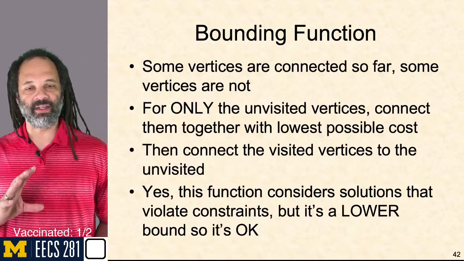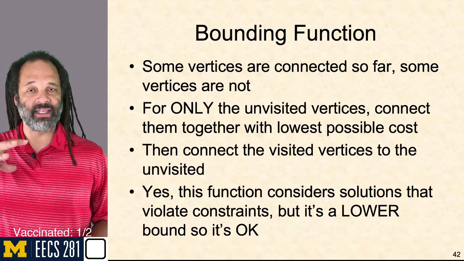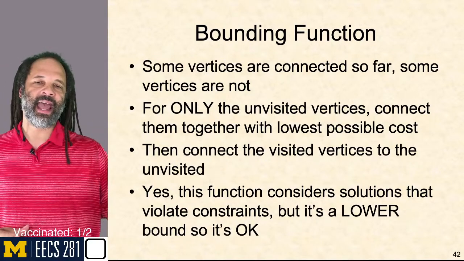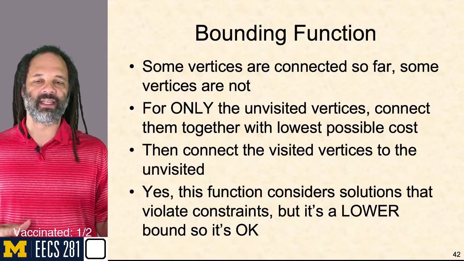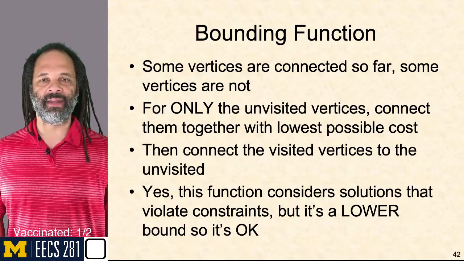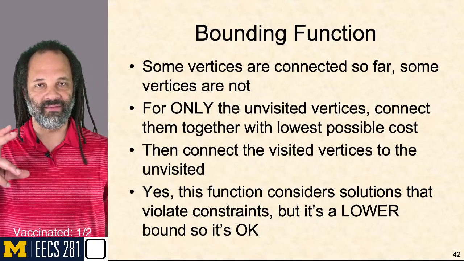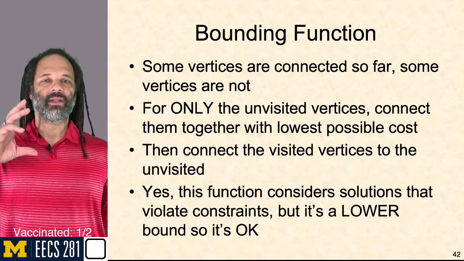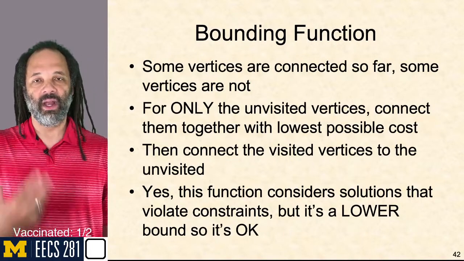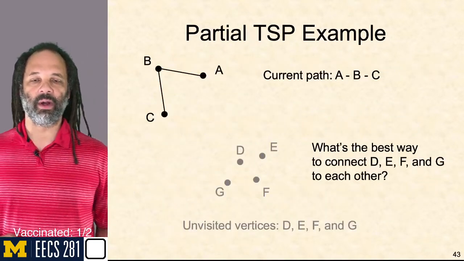So, some vertices are connected, some vertices are not. We've got the innies, we've got the outies. For the unvisited vertices, the ones that aren't connected, connect them together with the lowest possible cost, and then connect those visited vertices to the unvisited vertices, and then I've got an estimate. So this might definitely give me something that doesn't look like a Hamiltonian cycle, but any Hamiltonian cycle that starts with the partial path I'm investigating would have to be longer if I found the shortest way to connect them. It would have to be longer, or at the very least, no shorter. And so that's okay that it doesn't actually look like a Hamiltonian cycle. It works.